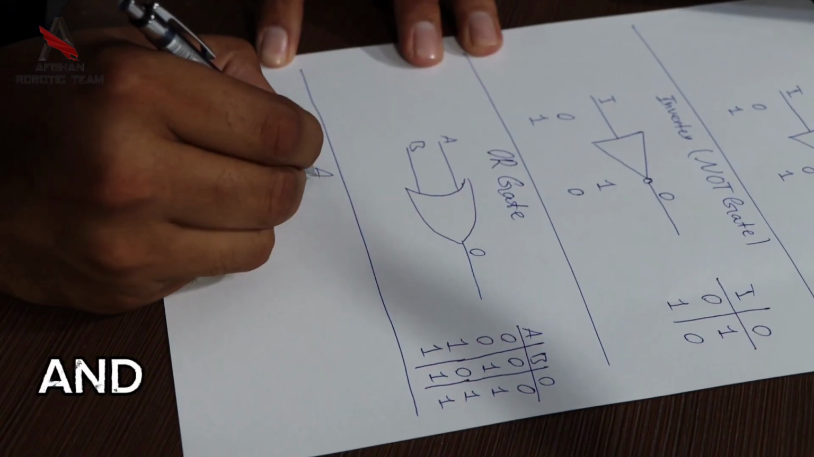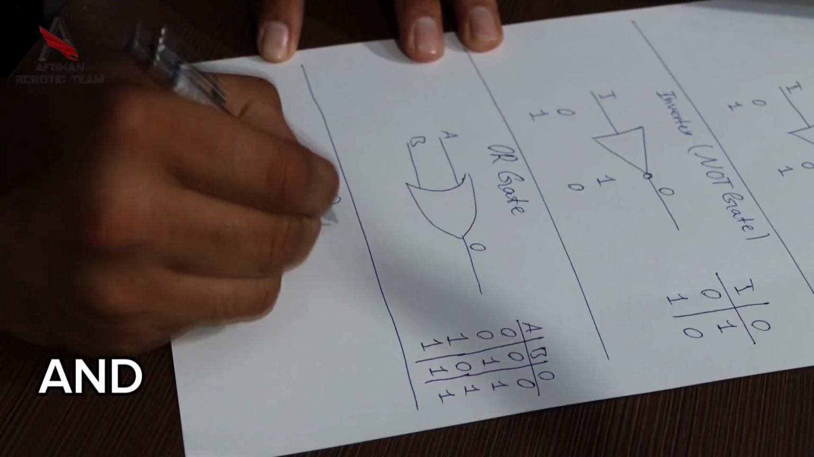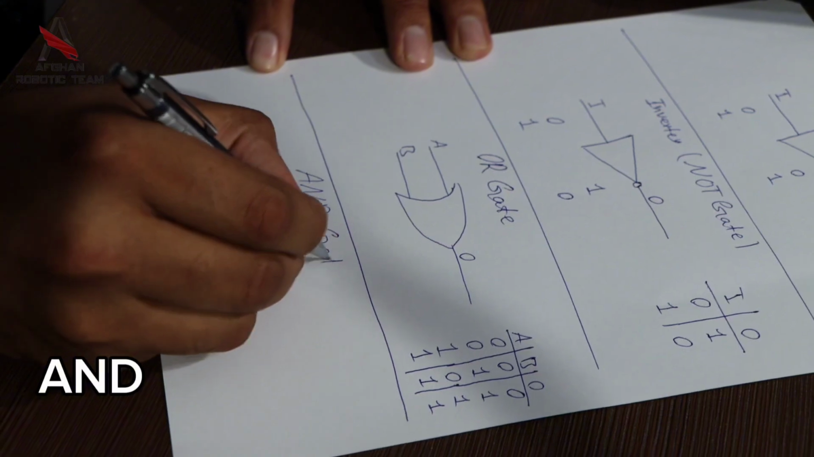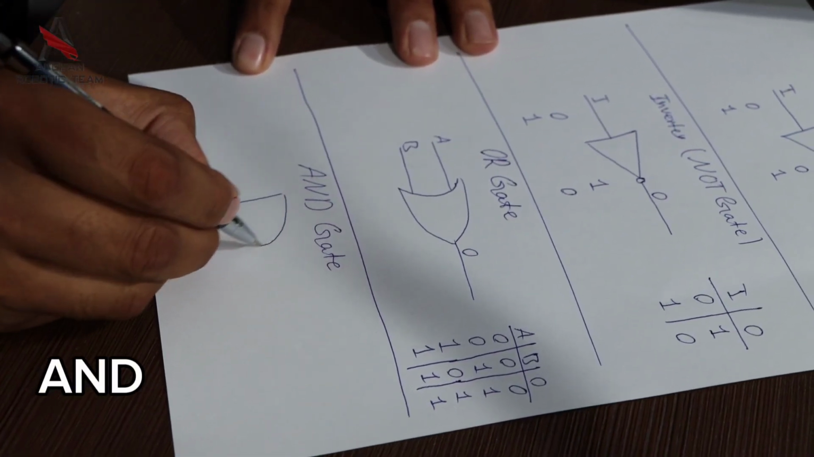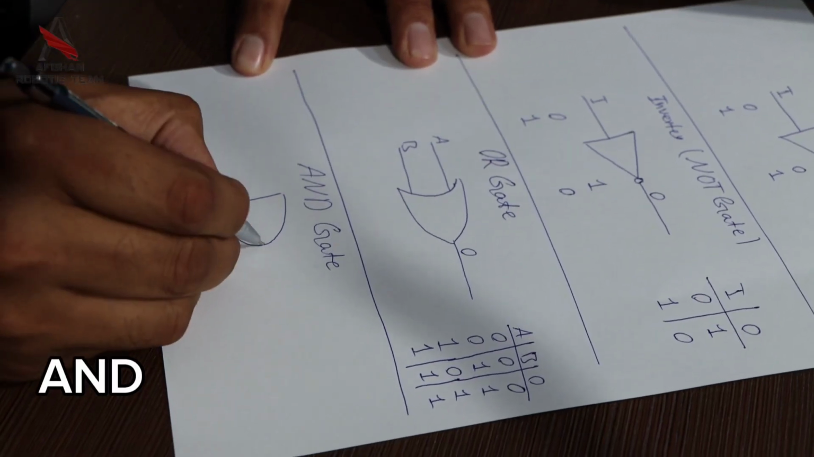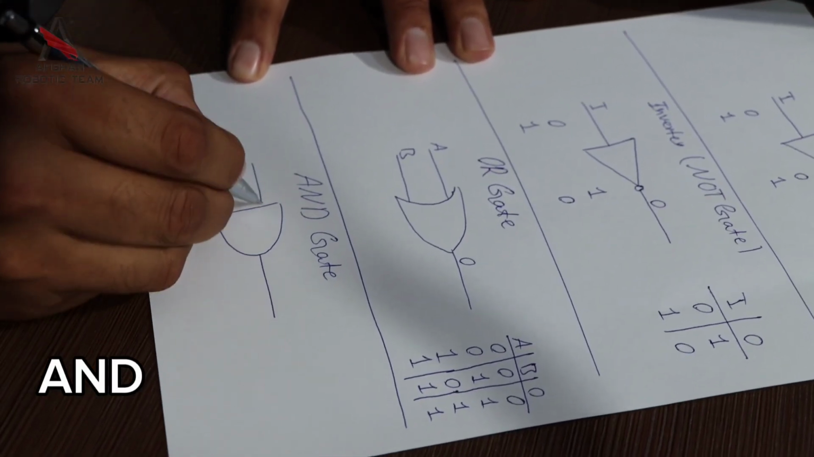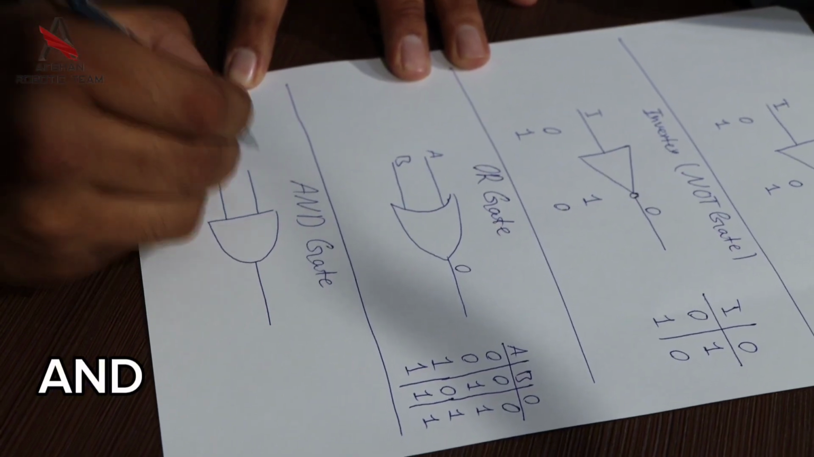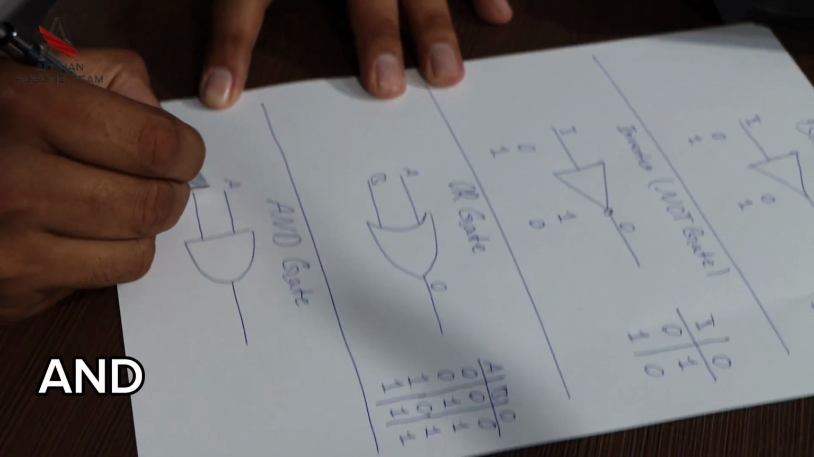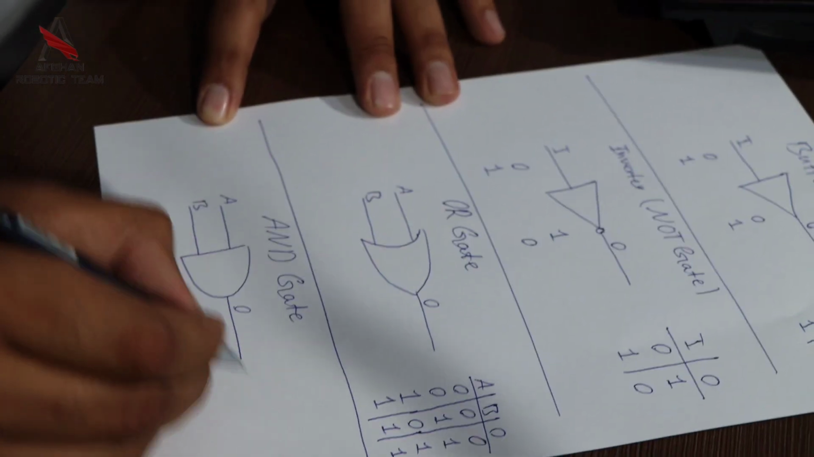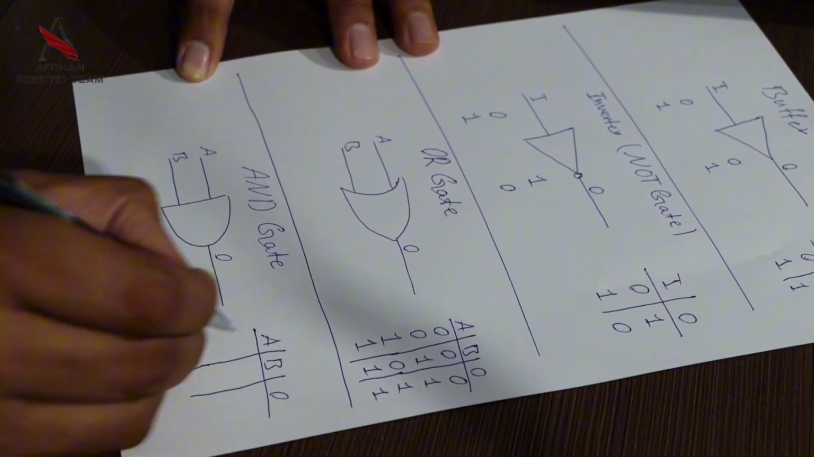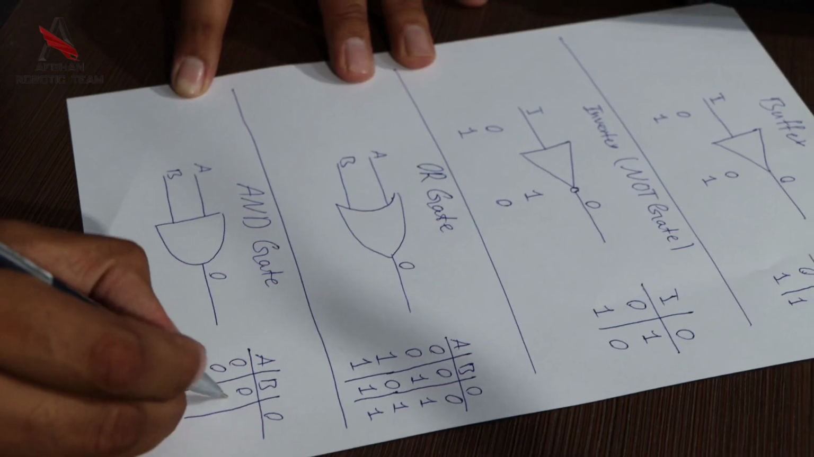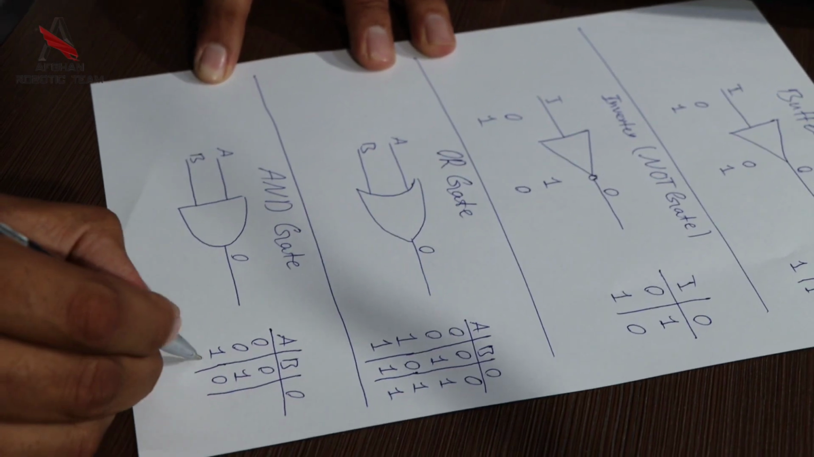The fourth gate is the AND gate. It's like this. It has two inputs and one output. As we know, the AND gate is like this. If one of the inputs is 0 or off, the output should be off. So for example, A, B, and output: 0 0 0, 0 1 0, 1 0 0, and 1 1 1.